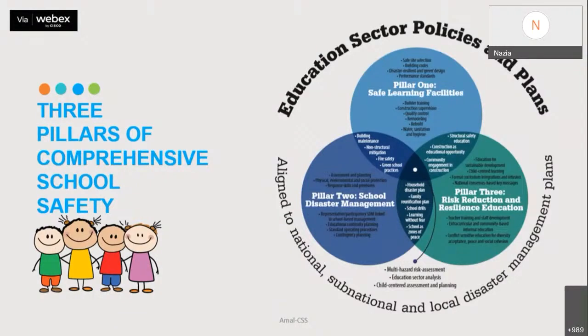In comprehensive school safety, there are three pillars. First pillar is safe learning facilities. It explains how we create a safe environment for children for their education, not only for children, for teachers and non-teaching staff also. Main ga manaki ee comprehensive school safety lo three pillars unnayandi. First one vache sariki safe learning facilities.